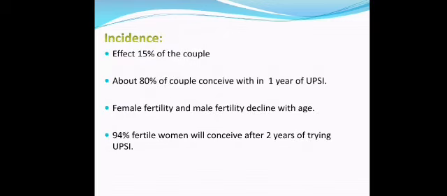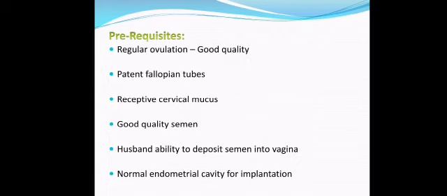The incidence of infertility varies from 7 to 15% of couples because about 80% of couples conceive after 1 year of regular unprotected sexual intercourse. Female and male fertility declines significantly with age.